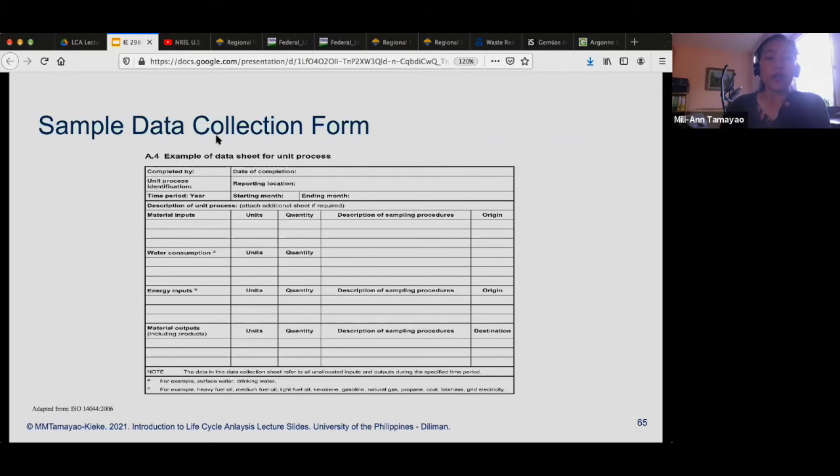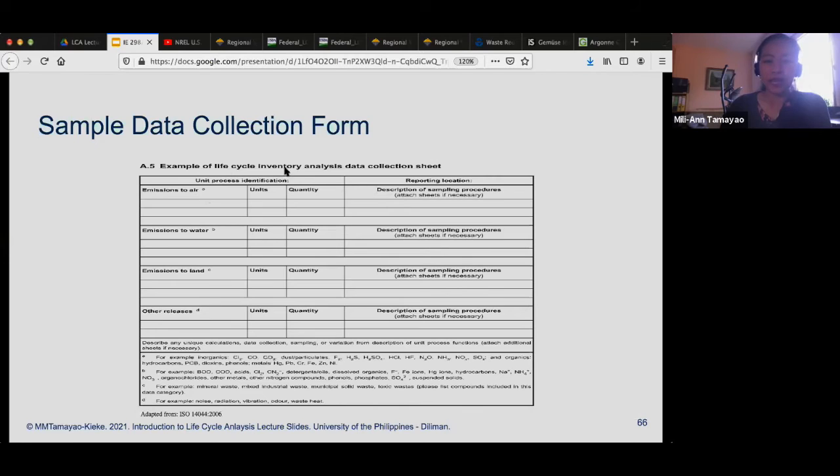Of course, as I mentioned earlier, before you even start collecting data, you should have your data collection sheet with you. This is from ISO 14044, an example of a data sheet for unit processes, an example of a life cycle inventory analysis data collection sheet, etc. You have here the different emissions, units, quantity, and then the description of the sampling procedures used.